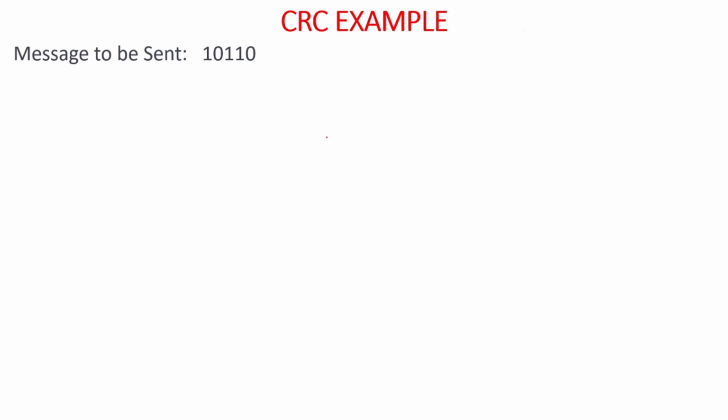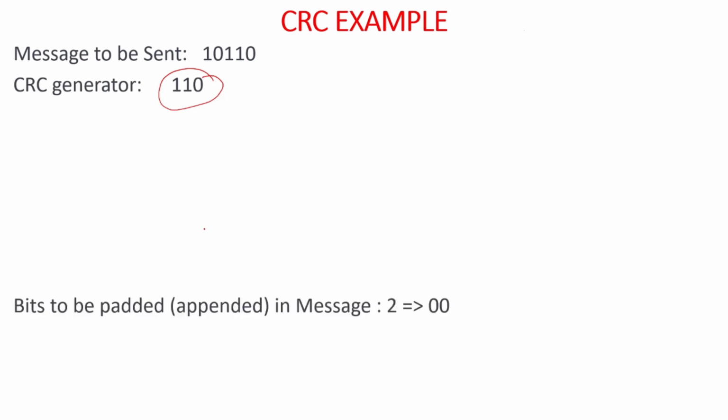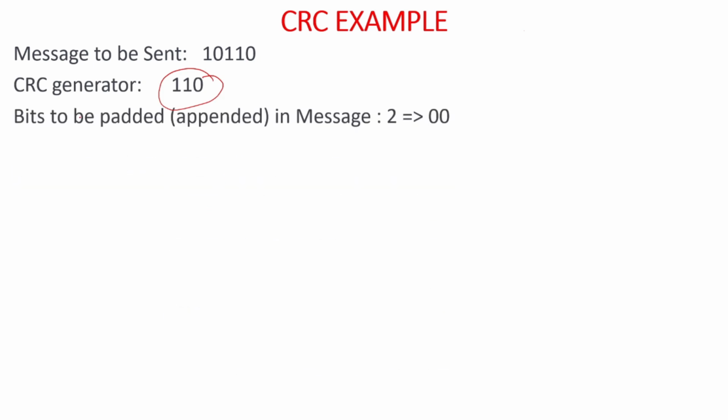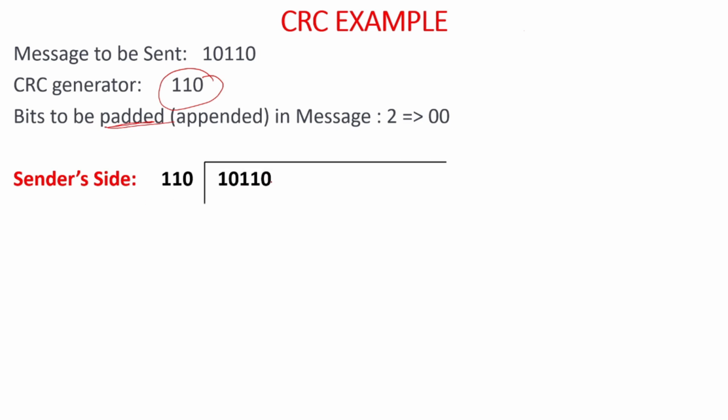Suppose the message to be sent is 10110 and we need to use the CRC generator. Based on the CRC generator, we need to append or pad bits to the message. Now how to append the bits in the message, we'll see. From the sender side, we are sending this data 10110. This is the actual message which we want to send from sender to receiver. And the CRC generator will be given in the problem, that is 110. Using this CRC generator only we find whether there is an error in the data or not. So this is the CRC generator and this is the actual message.